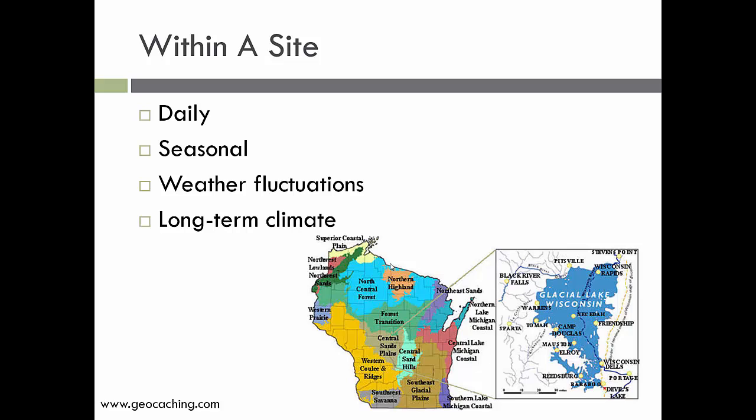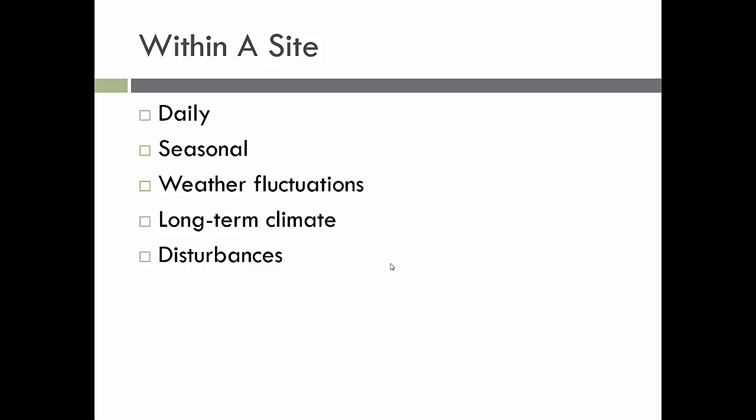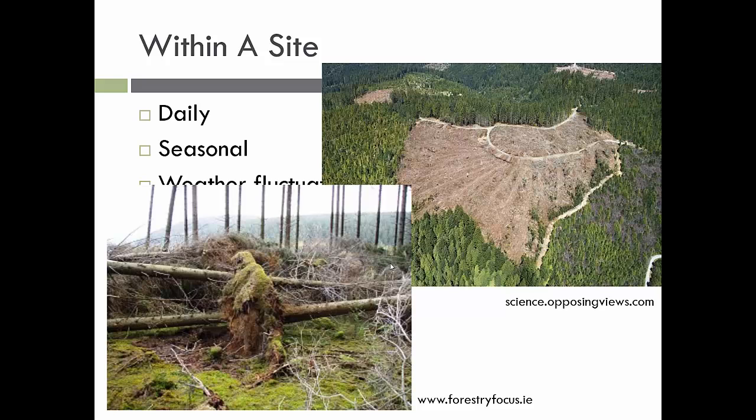We can also talk about long-term climate. And in the lake states in this area, we had huge amounts of change with our long-term climate, going from being glaciated to unglaciated. And that has changed our soils, that has influenced what's available, what's on a site, the nutrients that are on the site, the availability of these nutrients. And of course, we can talk about disturbances. Disturbances influence growing space.